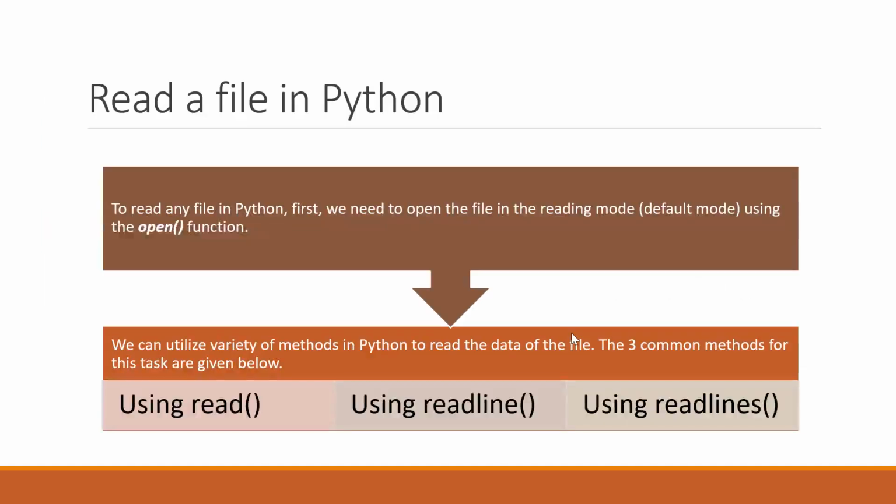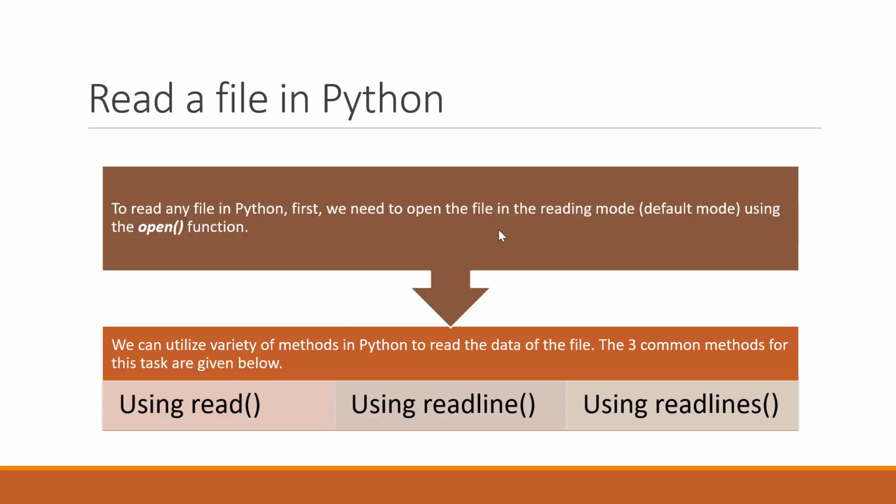Now let's move forward. After opening a file and creating a file object, the next step is to perform the required operation on the file, and reading the file data is one of the basic operations in Python. To read any file in Python, first we need to open the file in the reading mode, which is also the default mode. Once the file is open in the reading mode, we can utilize a variety of methods to read the data of the file. Here you can see three common methods for this task. The very first is the read method, then we have the readline method, and in the last we have the readlines method. Now let's discuss each of these methods in more detail.